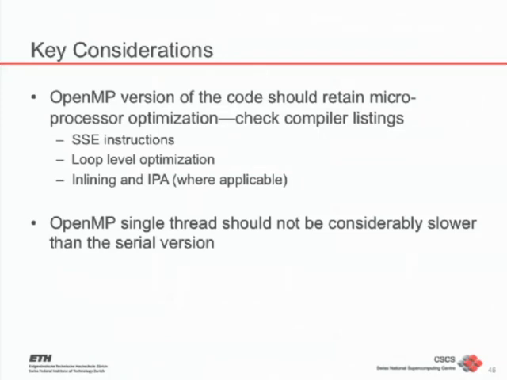You want to keep the same loop level optimizations and inlining and interprocedural analysis wherever possible. So your single threaded version shouldn't be considerably slower than your serial version. As we saw, if you get rid of the pattern matching, that will be the case though.